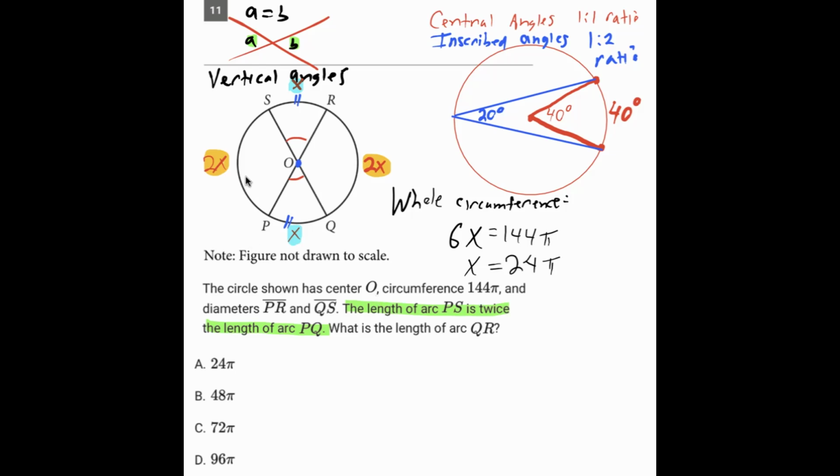However, they're asking us about QR. So they're asking us about this arc right here. That has 2x on it. So if x is 24 pi, 2x is 48 pi, which is this one here. So the answer is B.